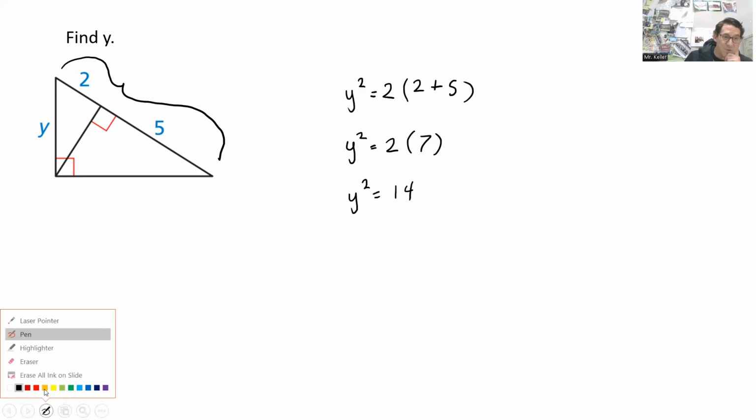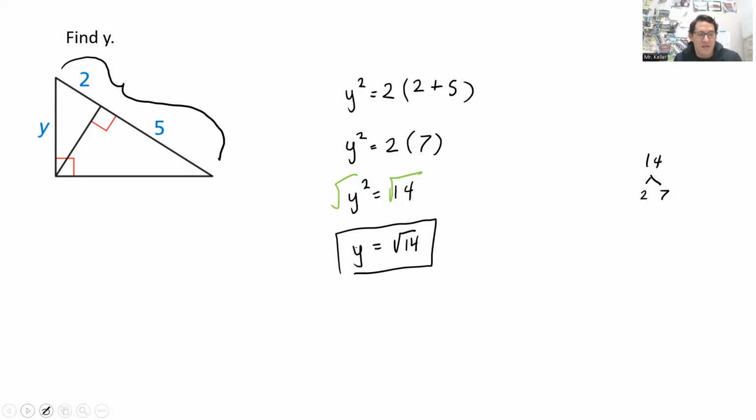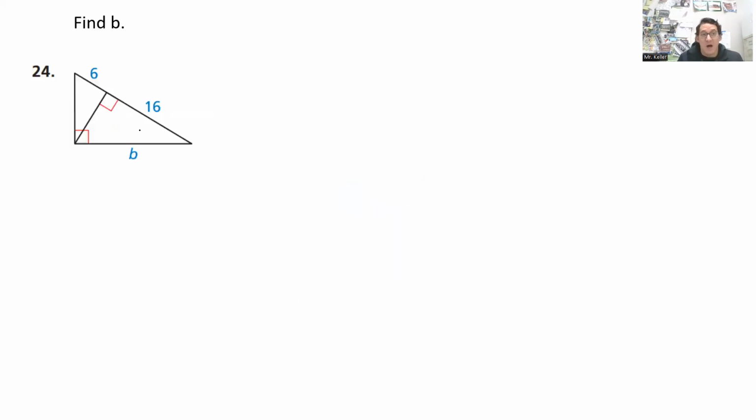You need to take the square root of both sides. So we get y is equal to the square root of 14. It doesn't have any buddies. That's just 2 times 7. We can just leave it as the square root of 14.